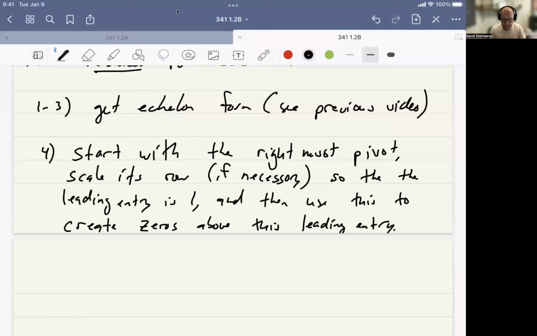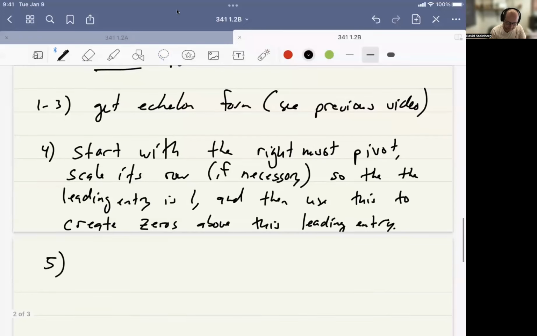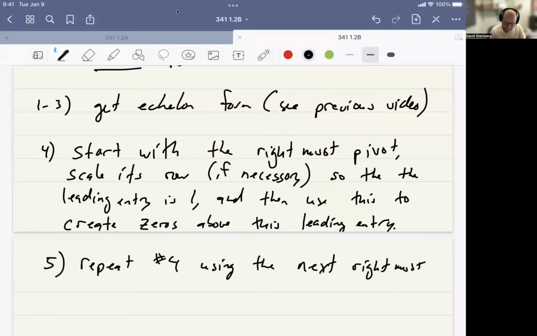So then once we've done that with the rightmost, we should continue again with the next to rightmost. So repeat step 4, using the next rightmost leading entry. And that'll do it. Keep on repeating this until you've gone through all of your leading entries.